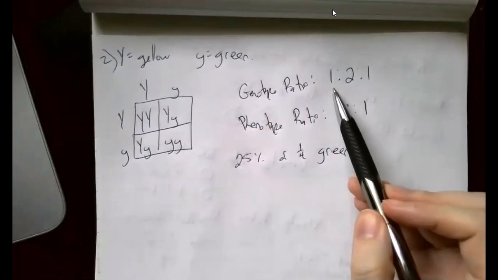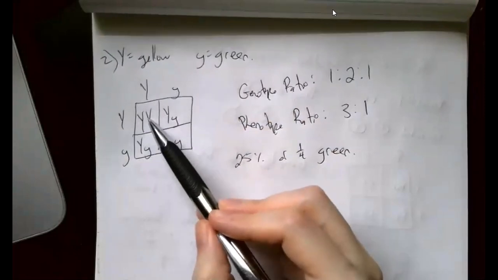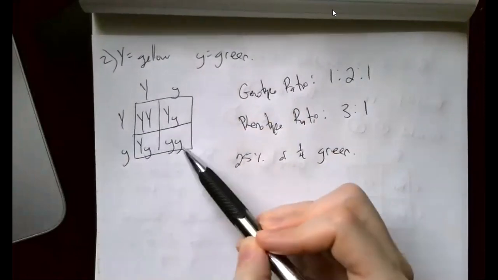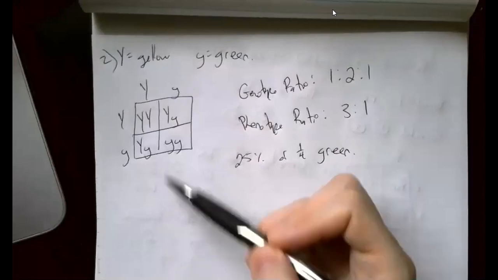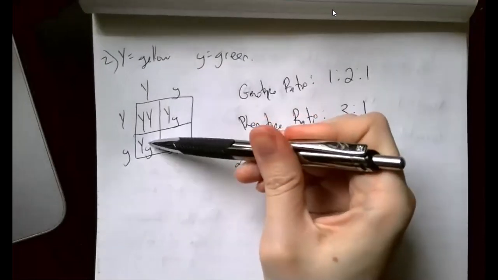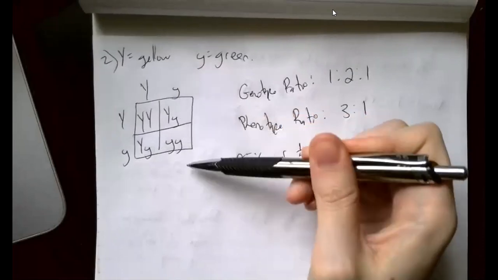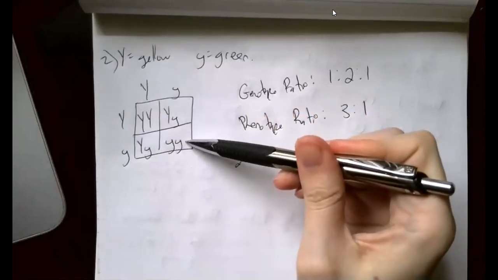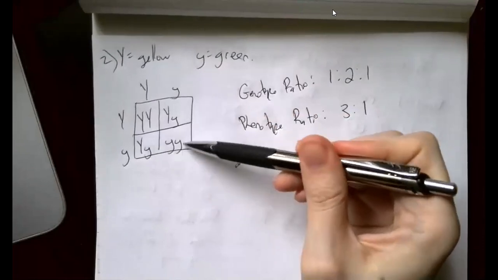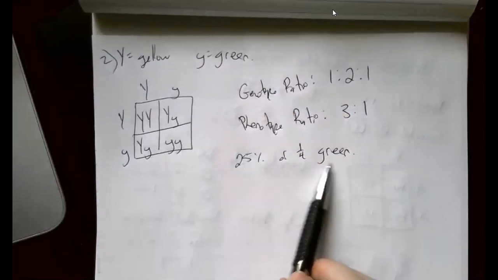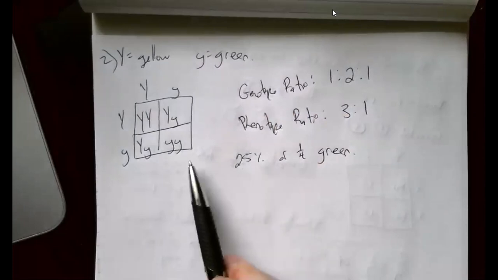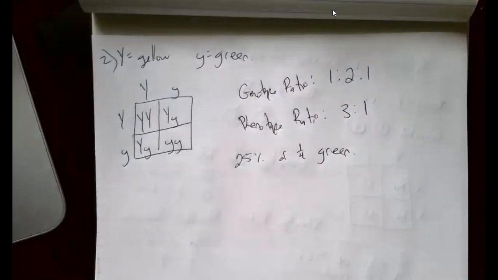Then for the genotype ratio, we have 1 homozygous dominant, 2 heterozygous, and 1 homozygous recessive. And then for the phenotype ratio, the dominant trait, which is yellow, would have 1, 2, 3 versions. And the green would just come out once out of these 4 options, only when you have little y, little y. And then lastly, what is the probability of a green offspring? Well, that is the 1 little y little y out of the 4 boxes, or 25%.